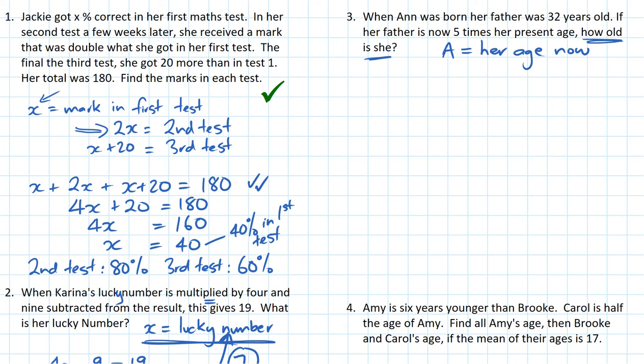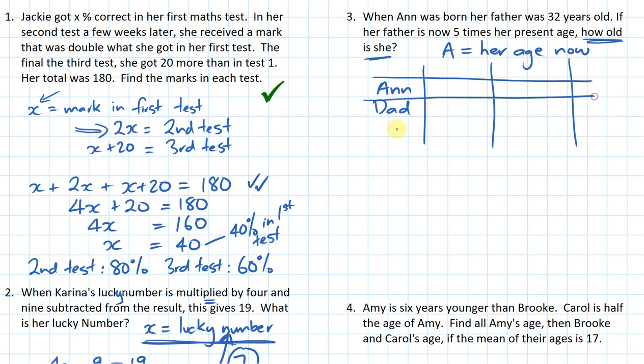With these age questions, especially when we're talking about time, it's really helpful and visual to use a table. So I've got Anne and her dad, and we've got 2 different periods of time. So if I make up a table like this, Anne and her dad when she was born. So if I make that heading born, this is when Anne was born. Anne's age was 0 and her dad's age was 32.